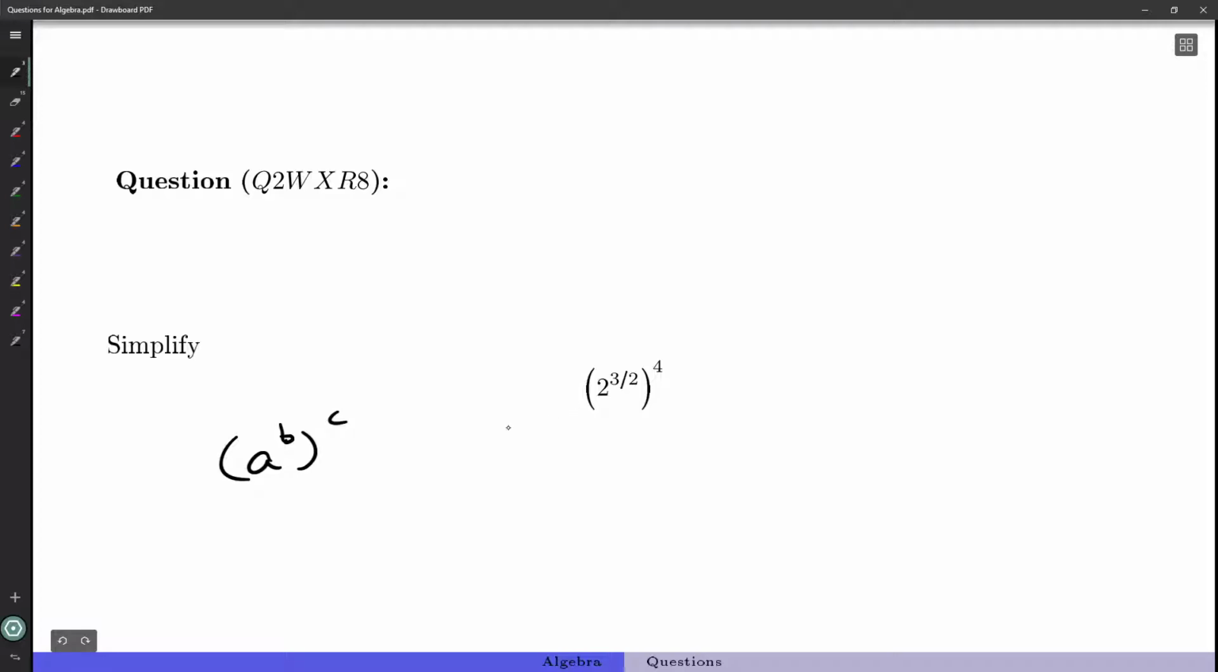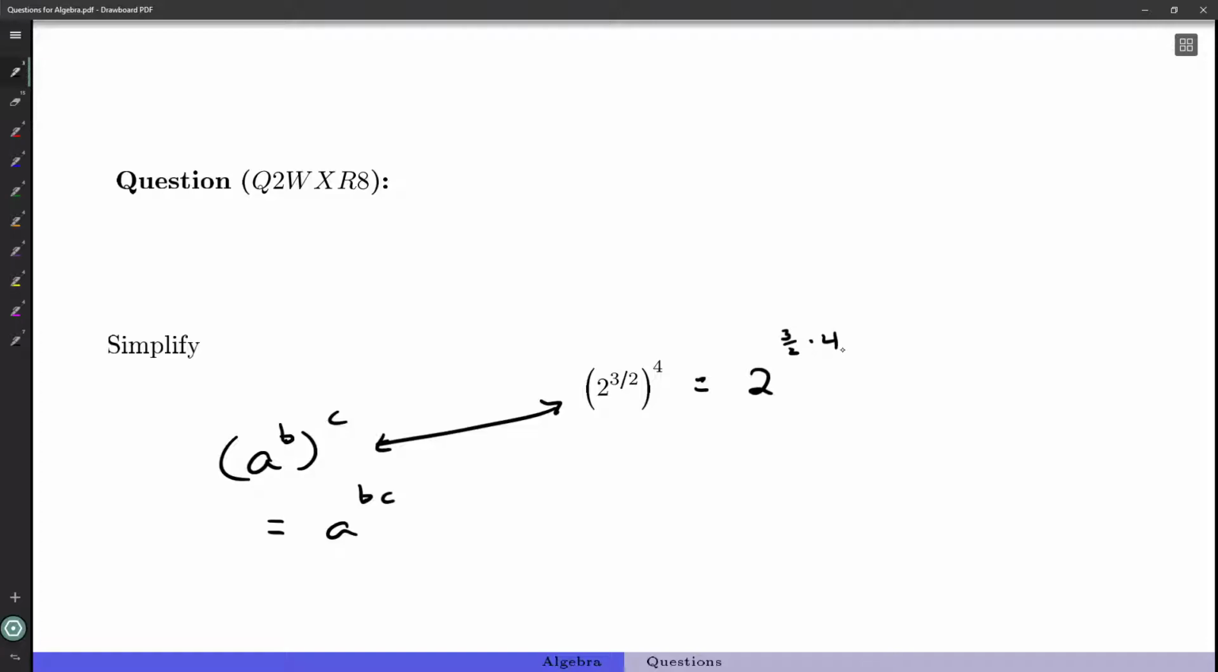We run through them, and we notice that this situation kind of looks like one side of the power of a power rule. A to the b all raised to the power c can be replaced with a to the b times c. So let's put that into action. So 2 to the 3/2 times 4.